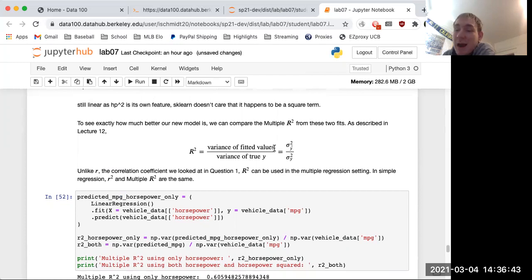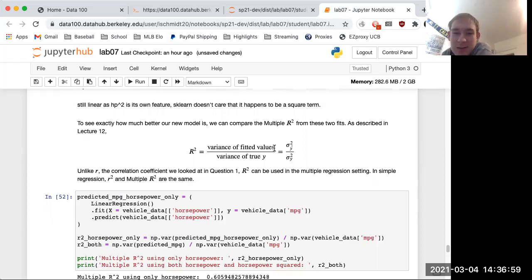Well, it's the fraction of the variance in our actual y data that is captured by the model. So ideally, this would be close to 1. If it's close to 1, great. We did an awesome job. We captured most of the variance. We have a great model.